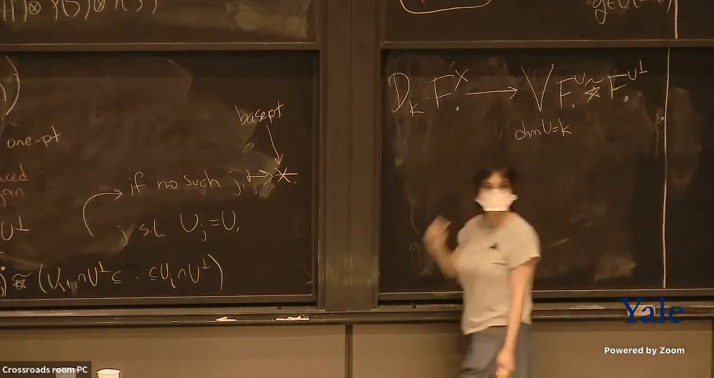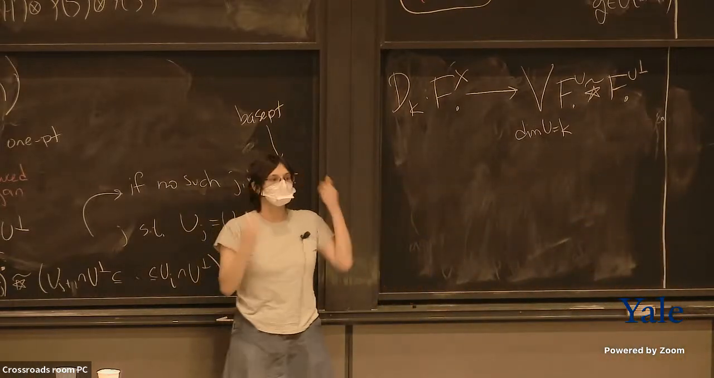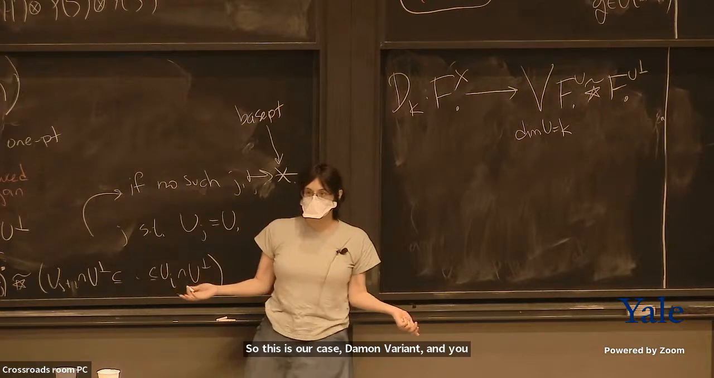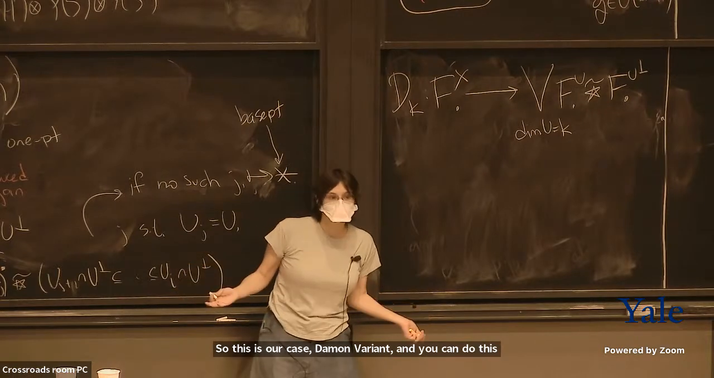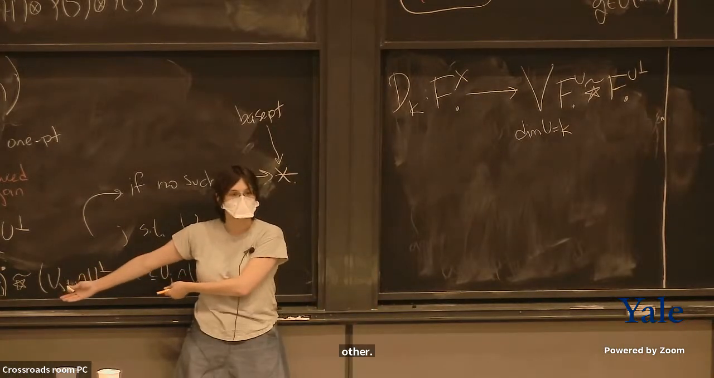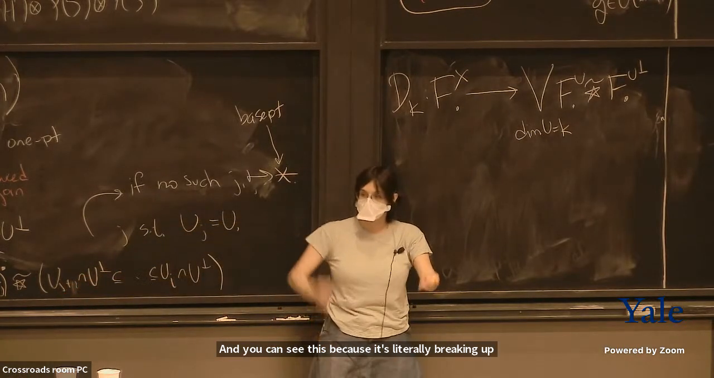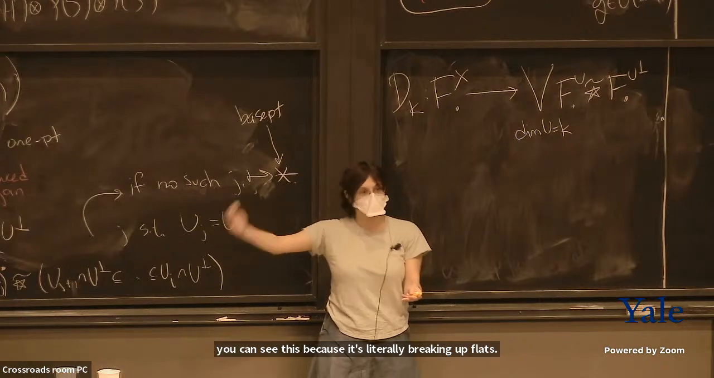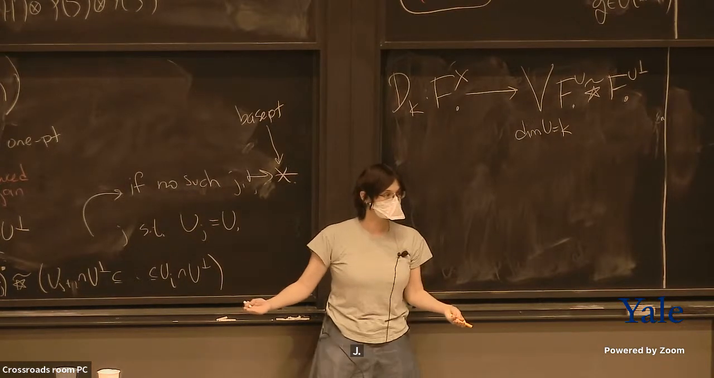So this is our kth Dane invariant. And you can do this for any dimension. And they all commute past each other. And you can see this because it's literally breaking up flags. If you break up the flag at space I and then at space J, that's the same as breaking it up at space J and then at space I.